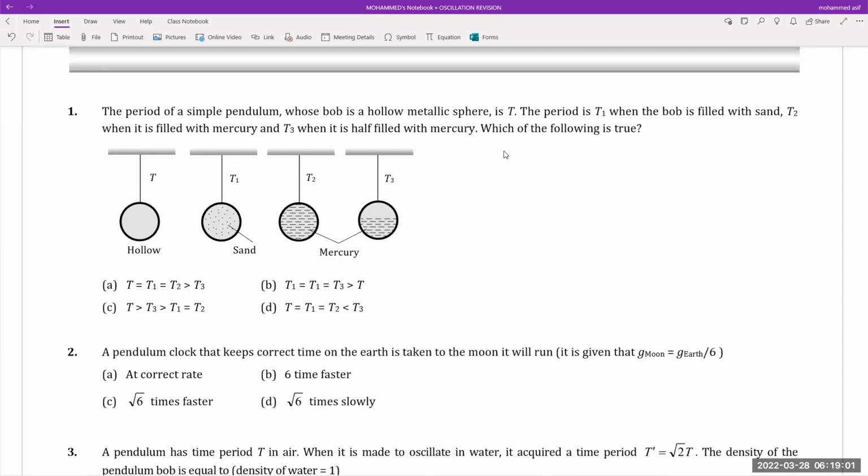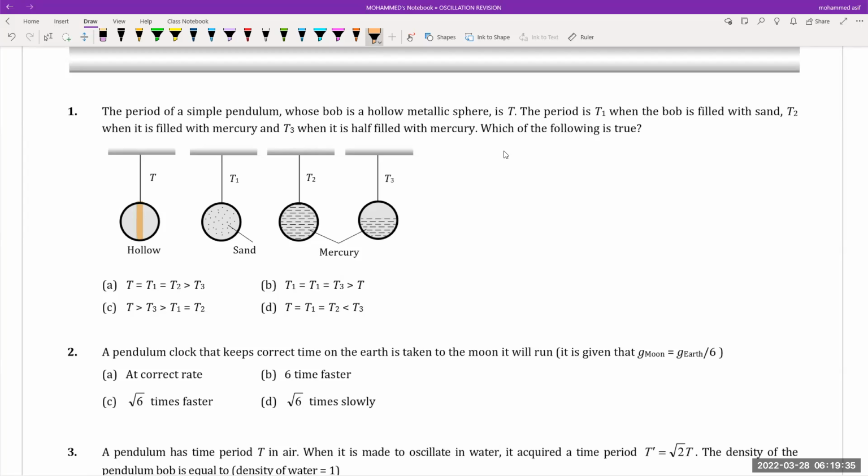See the first problem. The period of a simple pendulum whose bob is a hollow metallic sphere is capital T. The period is T1 when the bob is filled with sand, and T2 when it is filled with mercury. Okay. The period is given how much for me? T when it is a hollow metallic sphere बेटा. Hollow metallic के लिए कितना है? कैपिटल T है. Then if it is filled with the sand, इसका कितना है? T1 है. And if it is filled with the mercury, it is T3. When it is half filled with the mercury, which of the following is true is asking.